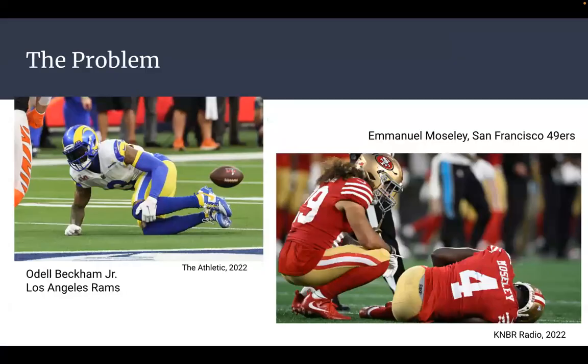I've included a couple of photos here, a couple of examples in the 2022 regular season, as well as the Super Bowl that was held in 2022 prior to the start of the 2022 season. On the left, I've shown Odell Beckham Jr.'s knee injury that was endured during the Super Bowl. And on the right, we see Emmanuel Moseley from the San Francisco 49ers suffering a torn ACL in the 2022 regular season. Again, another example of non-contact lower body injury.